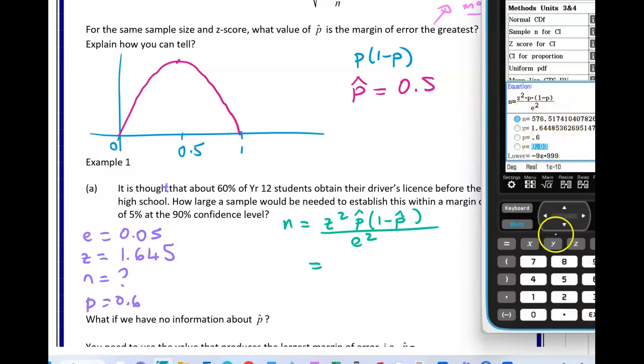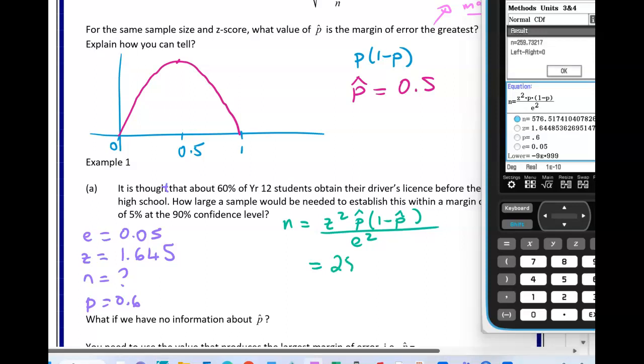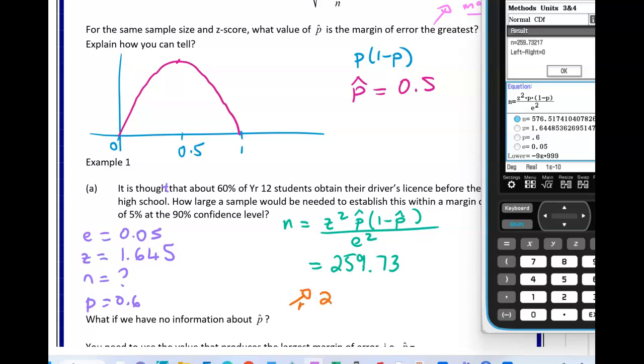Z-score we don't want to change. Margin of error is 0.05, and we solve for N. So I'm getting 259.73. So we want to have that margin of error of 5%. So we need to ensure that we round that figure up. So that goes up to 260.